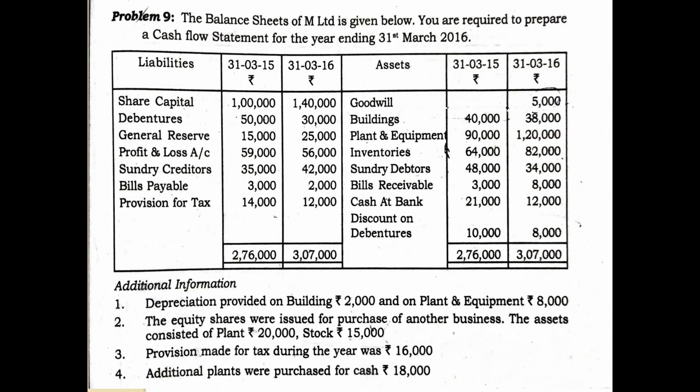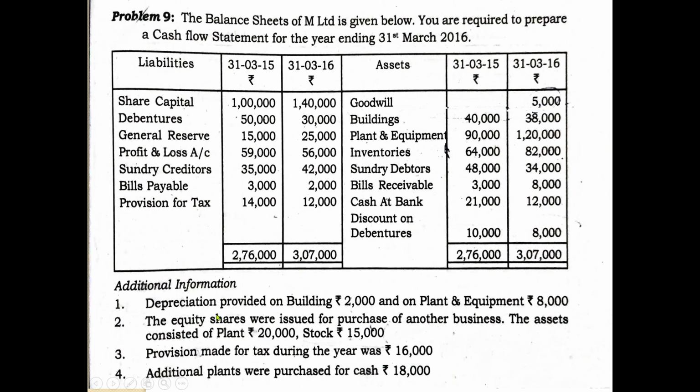Balance sheet of M Limited is given below. You are required to prepare a cash flow statement for the year ended concerned date. If you go through the items, you can see that all the items are almost familiar to everyone. Provision for tax is given, and the adjustment for provision for tax made during the year. Goodwill, in the beginning there was nothing, by the end there was 5,000. So an increase in intangible asset is a purchase. But before confirming that, just go through all the adjustments and information.